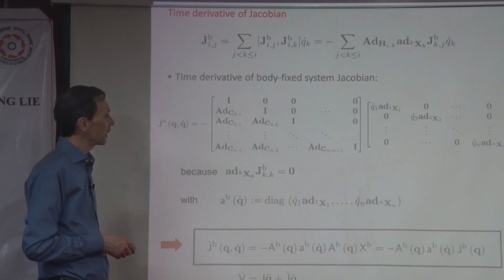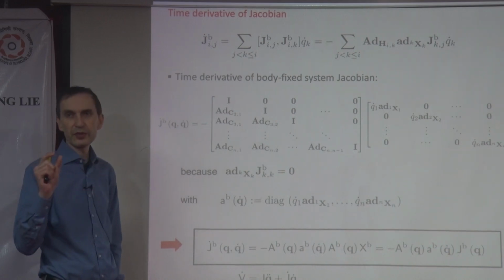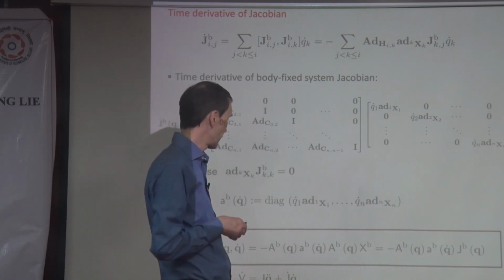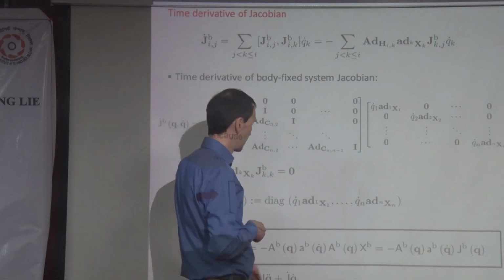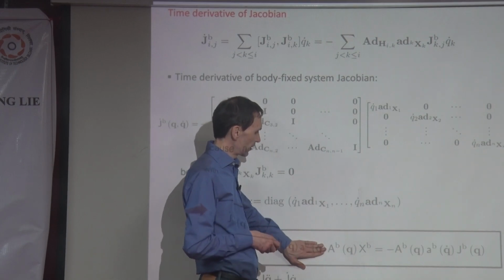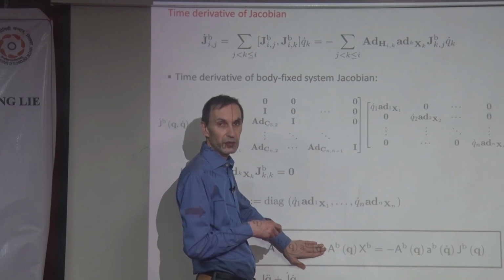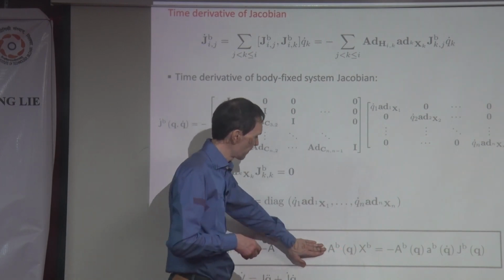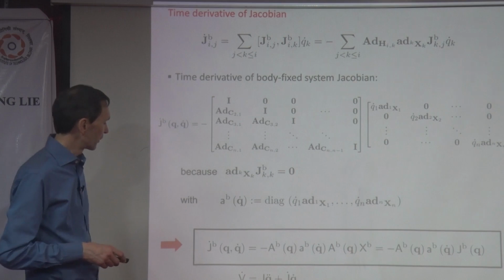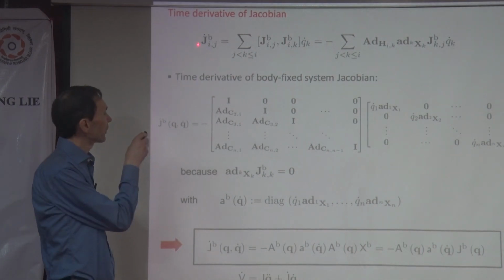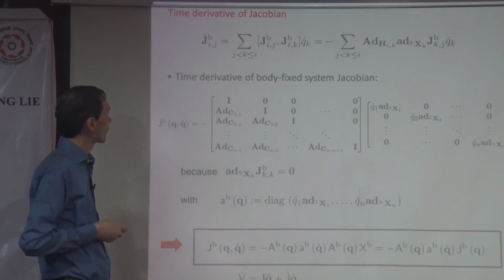And remember that we had this factorization for this system Jacobian. The system Jacobian, J, was equal to A times X. That is what we came up with, if you remember. And now I'm interested in the time derivative of the system Jacobian, and I can use this result for the Jacobian of body I.